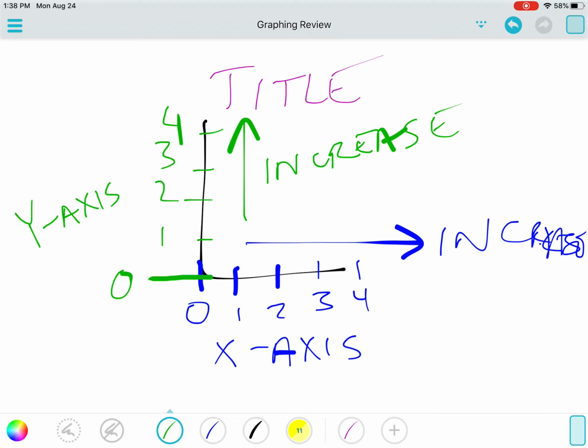So please make sure you add all of this to your graph every time we ask you to graph it, and please do not invert your numbers. They always increase as you go up or as you go to the right.